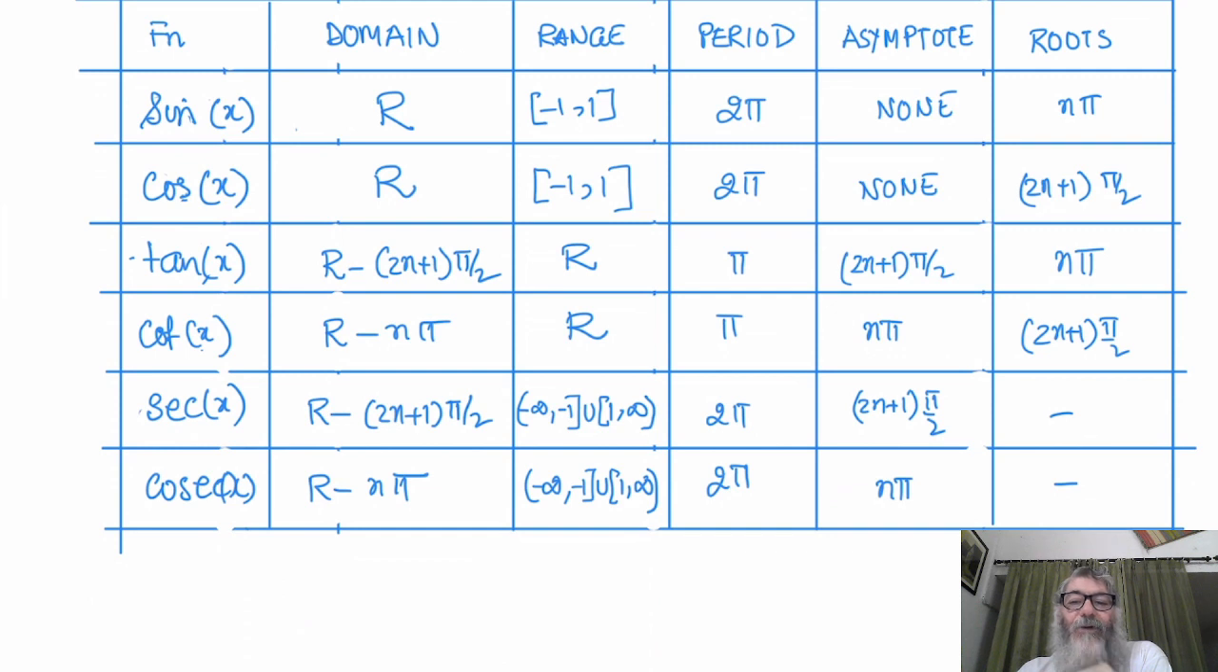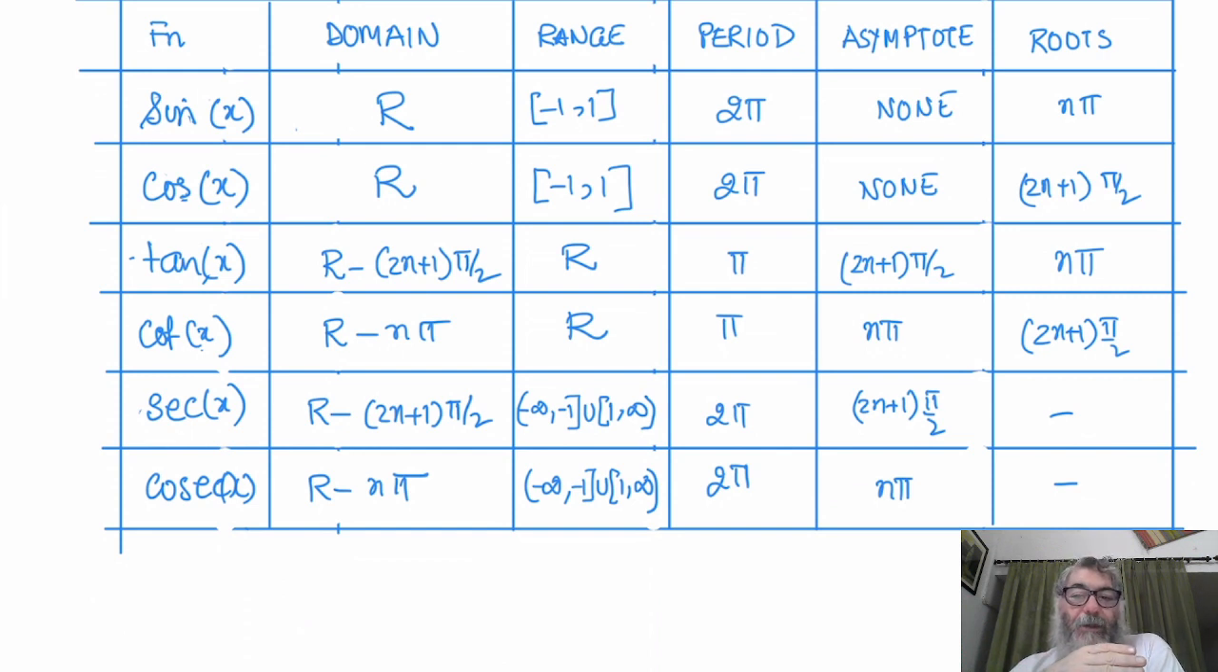So the range is the y value. Domain is the x value. Range is the y value. You can notice on the graph of sin x as well as cos x that it is restricted between minus 1 and plus 1.